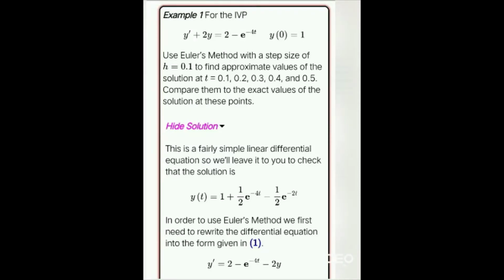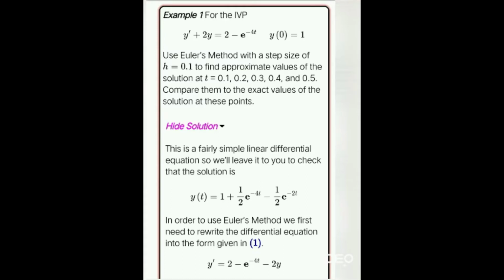Euler's example: y prime plus 2y equals 2 minus e raised to negative 4t, where t is 0 and y equals 1. Use Euler's method with a step size of h equals 0.1 to find approximate values of the solution at t equals 0.1, 0.2, 0.3, 0.4, and 0.5. Compare them to the exact values of the solution at these points.